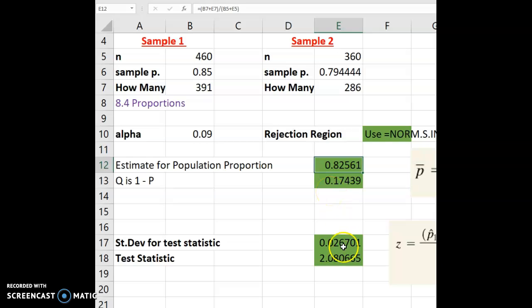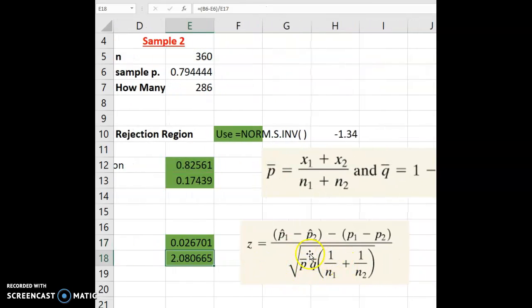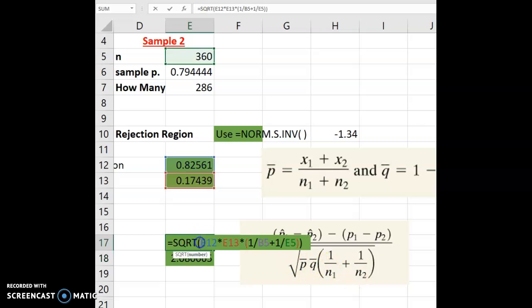Okay. And then down here, our standard deviation for the test statistic, just doing this bottom part right here. So those two values we just calculated, multiply those together, and then multiply it by 1 over the size of the first sample plus 1 over the size of the second sample. Do all that multiplication and take the square root of it. So the formula is already in this spreadsheet here, with the square root of those two things multiplied together, the P and the Q, and multiplied by 1 over the size of the first group plus 1 over the size of our second sample group.